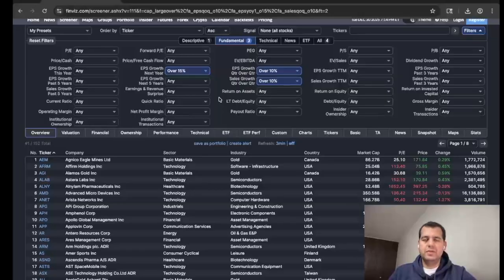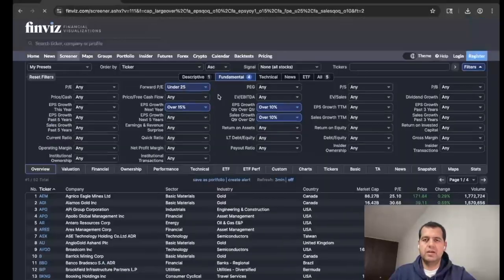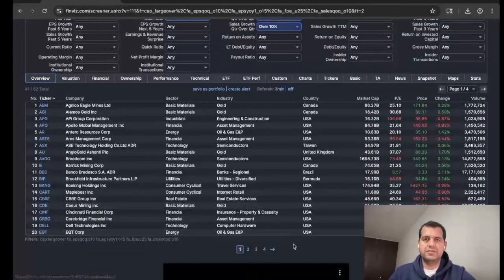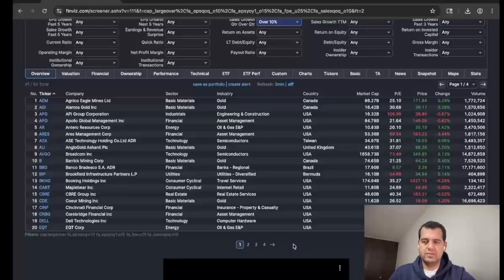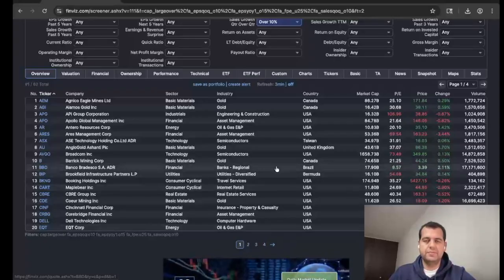And I like more value-based approaches. So it is always better to look at the forward PE compared to the current PE. For the forward PE, I like to select something under 25 or 30. In this case, I'm going to select just 25. But you can always change these parameters when you want. And here you can see on the bottom, we have only 4 pages. We excluded lots of stocks already because the stock market is at an all-time high and several stocks are really expensive. So we are making our list very narrow based upon our selections.